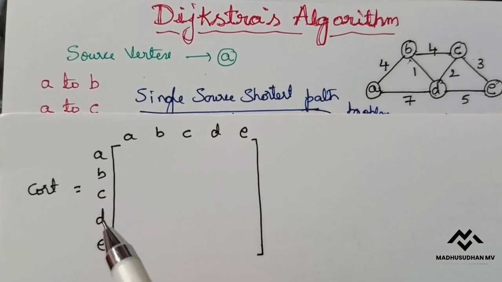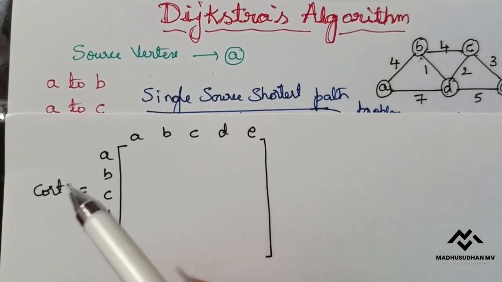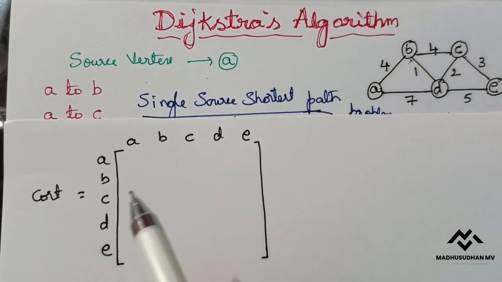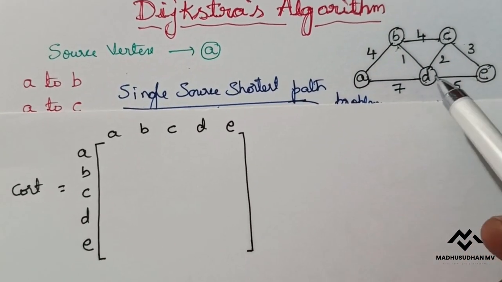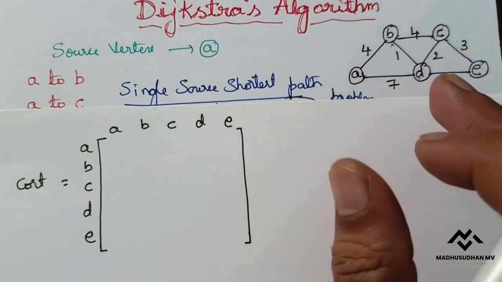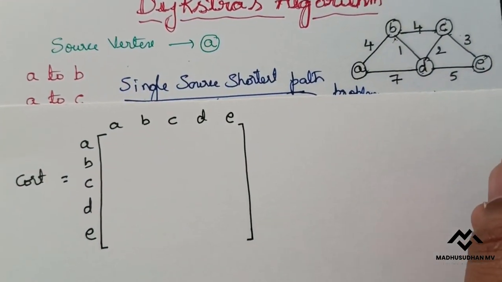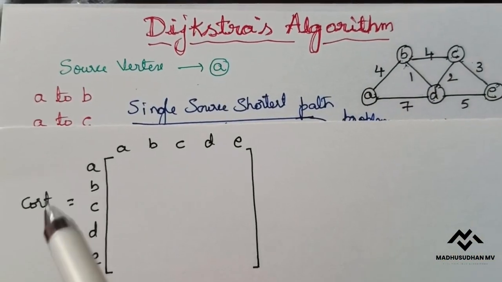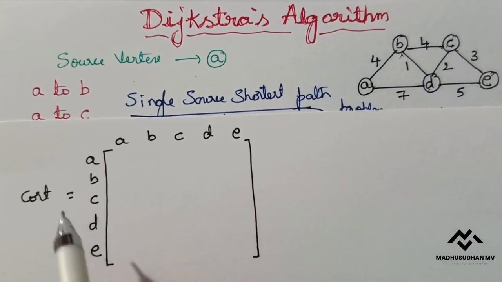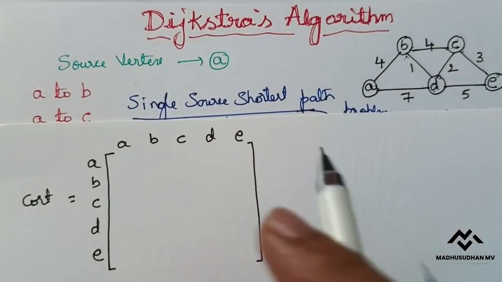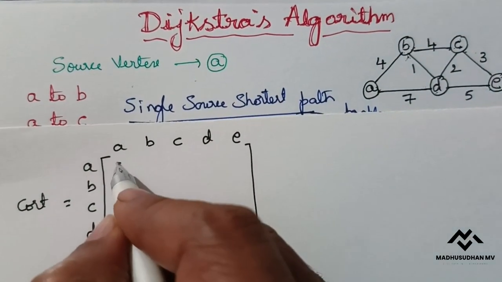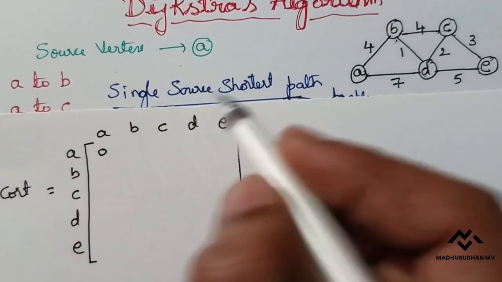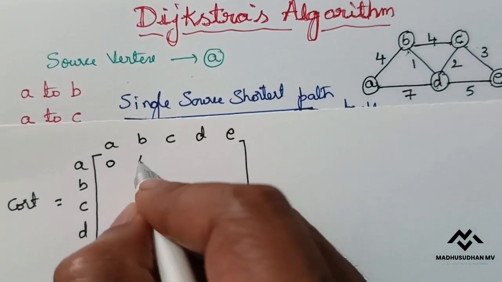Before writing the algorithm, I'm defining some variables. So this is the given graph, but this graph as it is cannot be given as an input to our program. So I'm writing this graph in terms of a cost adjacency matrix. The cost adjacency matrix for this graph is: what is the distance from A to A? Always from a vertex to the same vertex it is 0. A to B is 4.